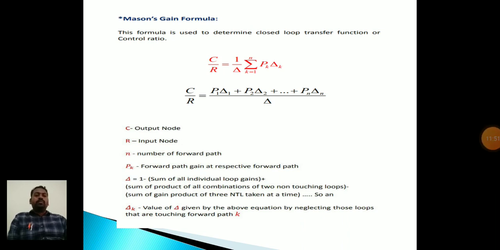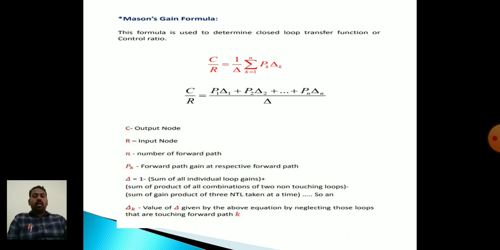So here C is the output node, R is the input node, n is the number of forward paths, and Pk is the path gain of the respective forward path. And how to get the delta value: that is 1 minus the sum of individual loop gains, plus the sum of products of 2 non-touching loops, then minus the sum of products of 3 non-touching loops, plus the sum of products of 4 non-touching loops, and so on. You have to take all the loops.